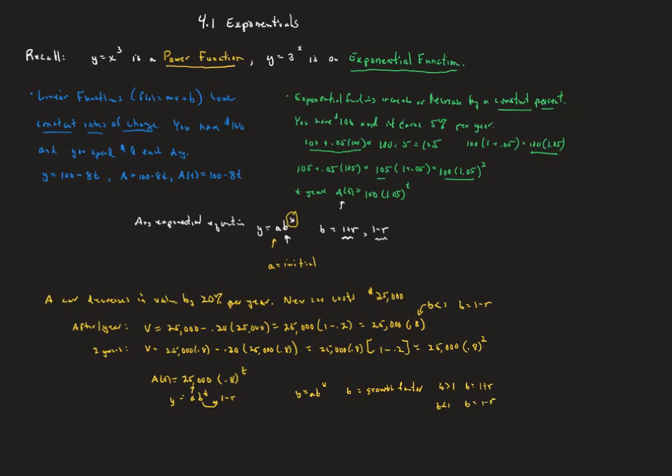But either way, you can find out what percent it is increasing or decreasing by looking at b. And then, of course, the a is still that initial amount. So that is the amount at time 0, how much we have to start with. Okay, I'm going to go to a new panel here.